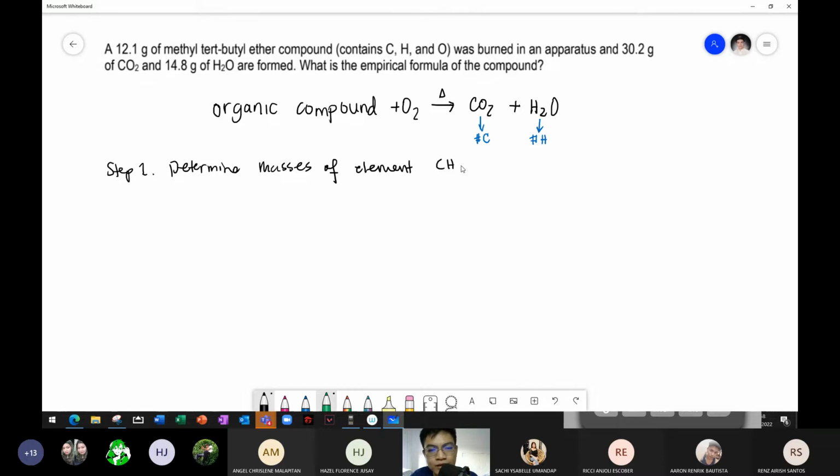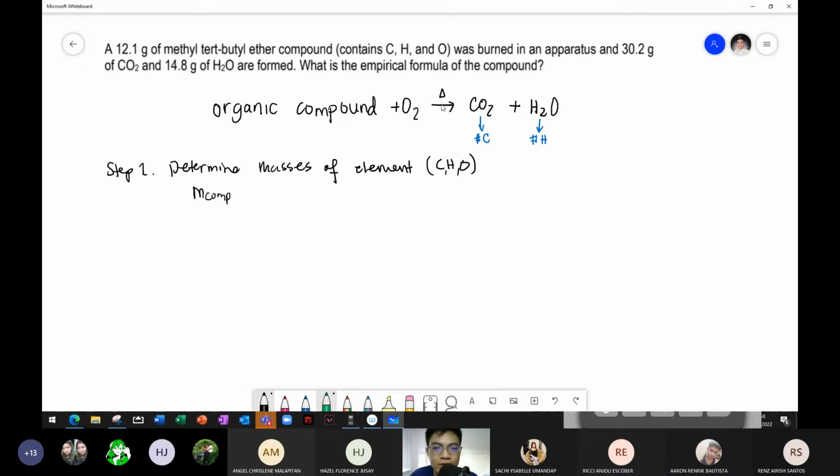Okay, so yung carbon, hydrogen, oxygen. So yan yung first task niya. And how will you do it? Stoichiometry. So yan, sa stoich lang. So what's the scheme? So you have your mass of your compound.